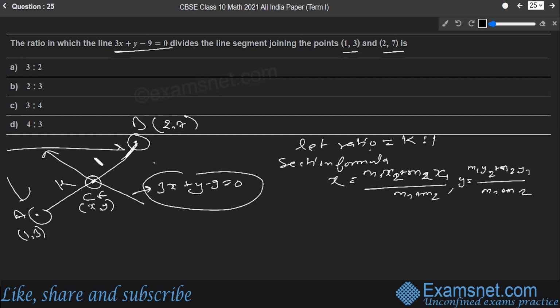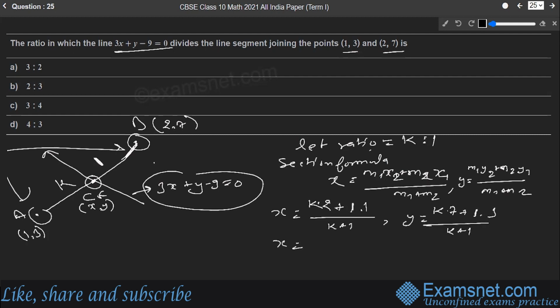So we can use this formula and find out. The x coordinate comes out to be m1, which is k, into x2, which is 2, so k into 2, plus m2, which is 1, and x1 is 1. So 2k plus 1 divided by m1 plus m2, which is simply k plus 1. Similarly, the y coordinate comes out to be m1 value k, y2 value 7, plus m2 value 1 into y1 value 3, divided by m1 plus m2, that is k plus 1.